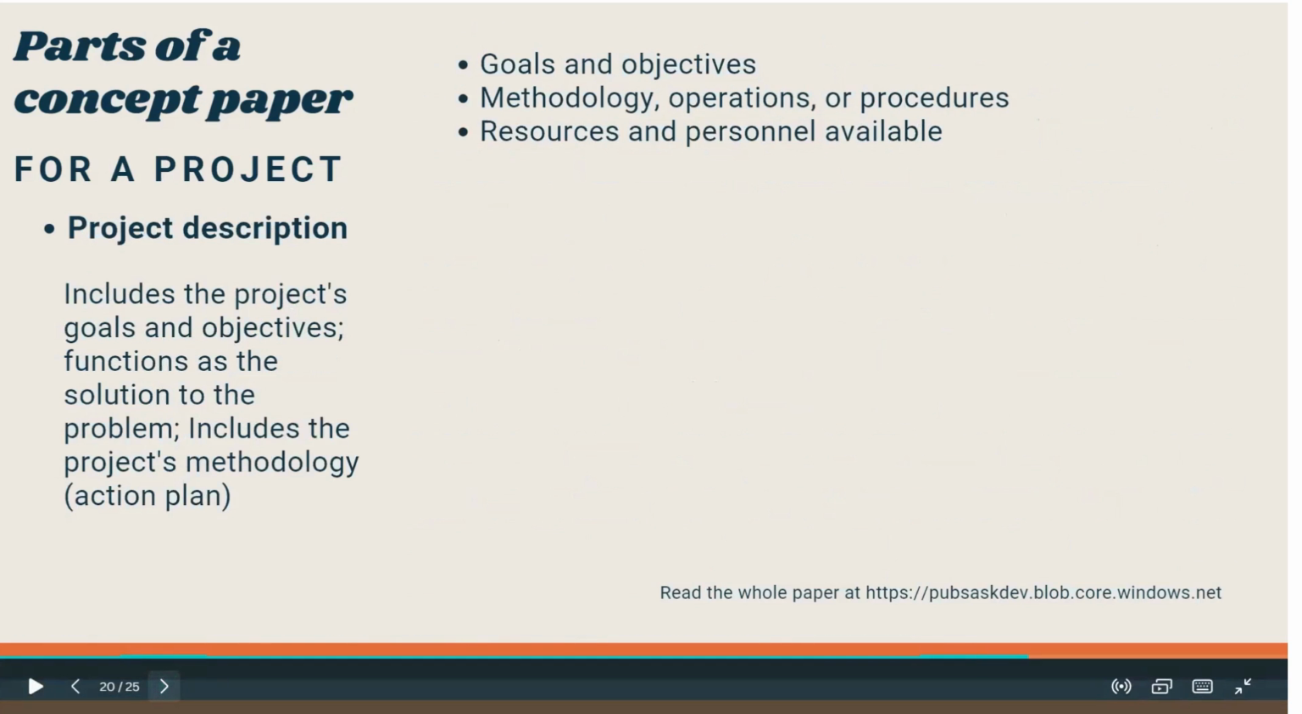The third element is the project description. This is the longest part of the concept paper because this includes the goals and objectives of the project, the methodology that explains the action plan, the involvement of key persons or organizations, and the resources available that will be used for the project. In this part, you may present ideas and tables and charts. You may also include a timetable here.